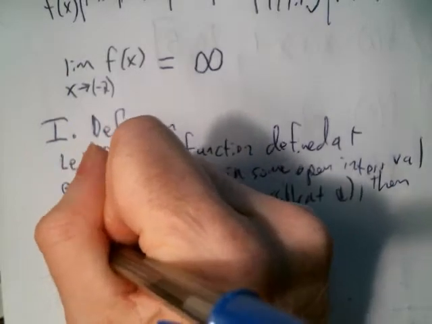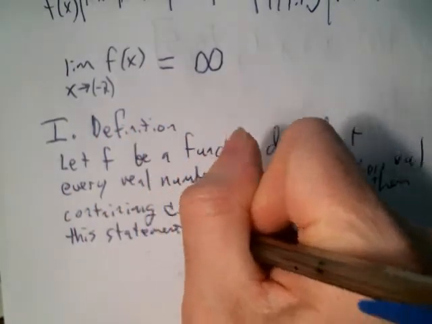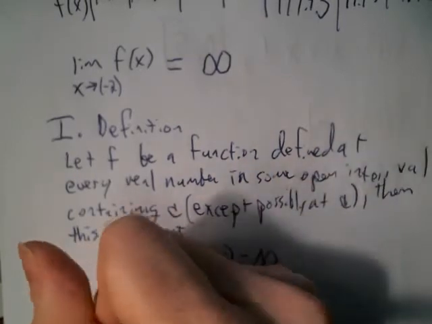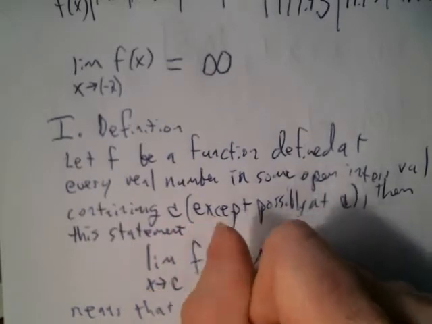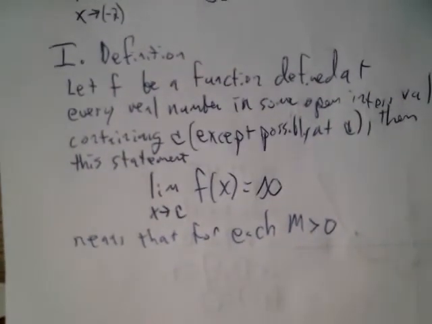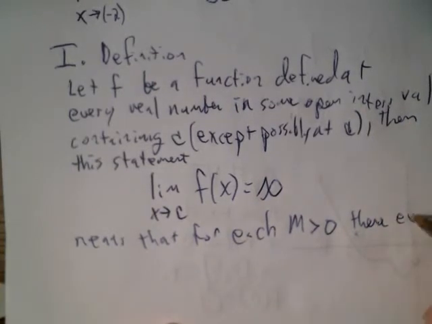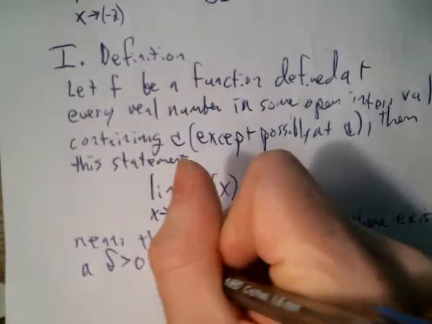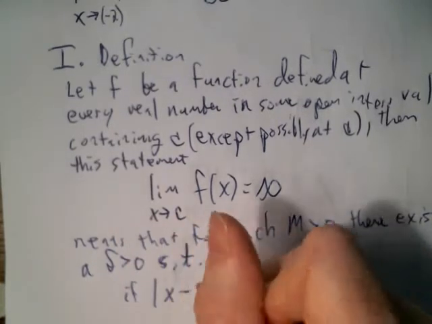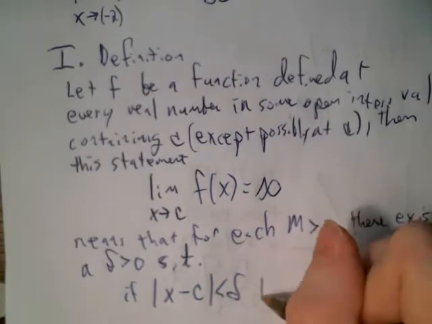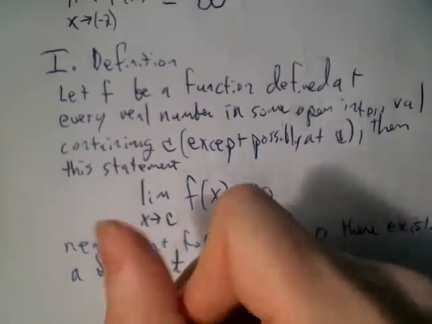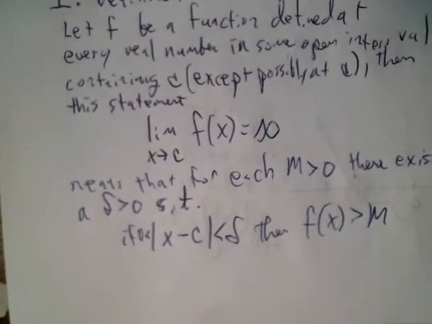Then this new statement, limit as x goes to c of f of x equals infinity, means that for each value M greater than 0 that you can imagine, there'll exist a delta greater than 0 such that if your x value is within a delta distance of c, then the f of x value will be greater than this particular M value that you've created.